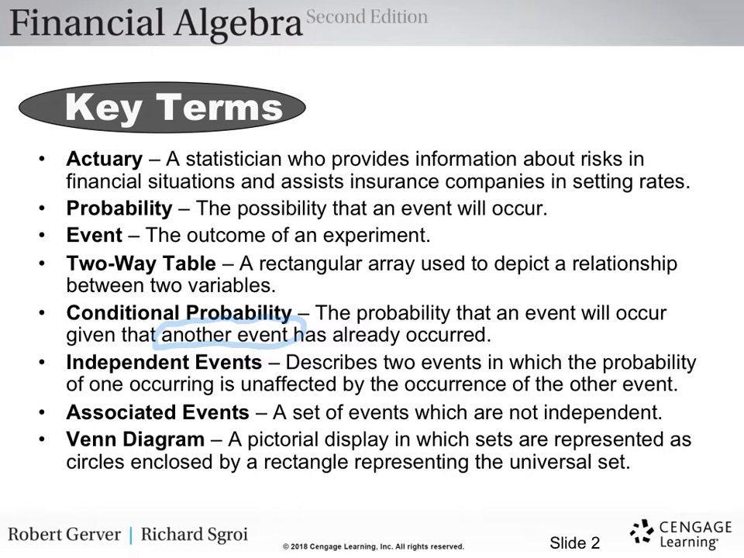Independent events describes two events in which the probability of one occurring is unaffected by the occurrence of the other event. This is the opposite of conditional probability. Associated events, this is a set of events which are not independent. And then lastly, a Venn diagram. This is a pictorial display in which sets are represented as circles enclosed by a rectangle representing the universal set.